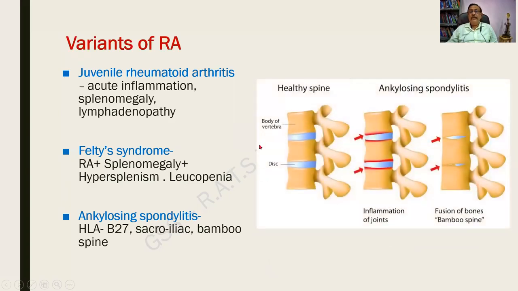What is this bamboo spine? This is a healthy spine. The vertebrae are there with the intervertebral disc. There is an inflammation, and later on there can be a fibrosis and the fusion of the spines, as a result of which it has the appearance of a bamboo stick. This is called a bamboo spine.